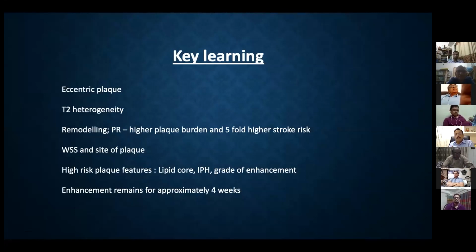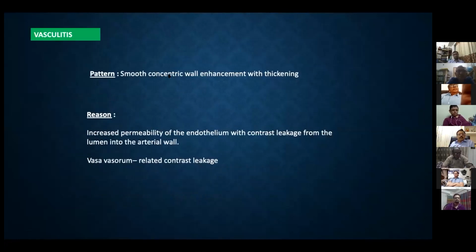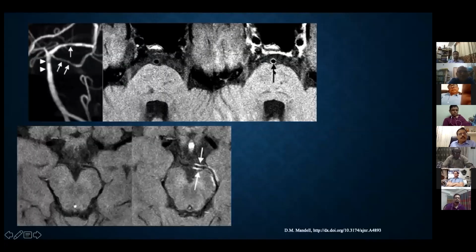Coming to vasculitis, as I discussed, usually it is smooth concentric wall enhancement with thickening in these patients. Like this is a patient, some irregularity here, and this is the cross-section T1 weighted, but post-contrast, you can see diffuse thickened enhancement of the basilar artery, diffuse thickened enhancement of the posterior artery. These are very diagnostic of vasculitis in these patients.